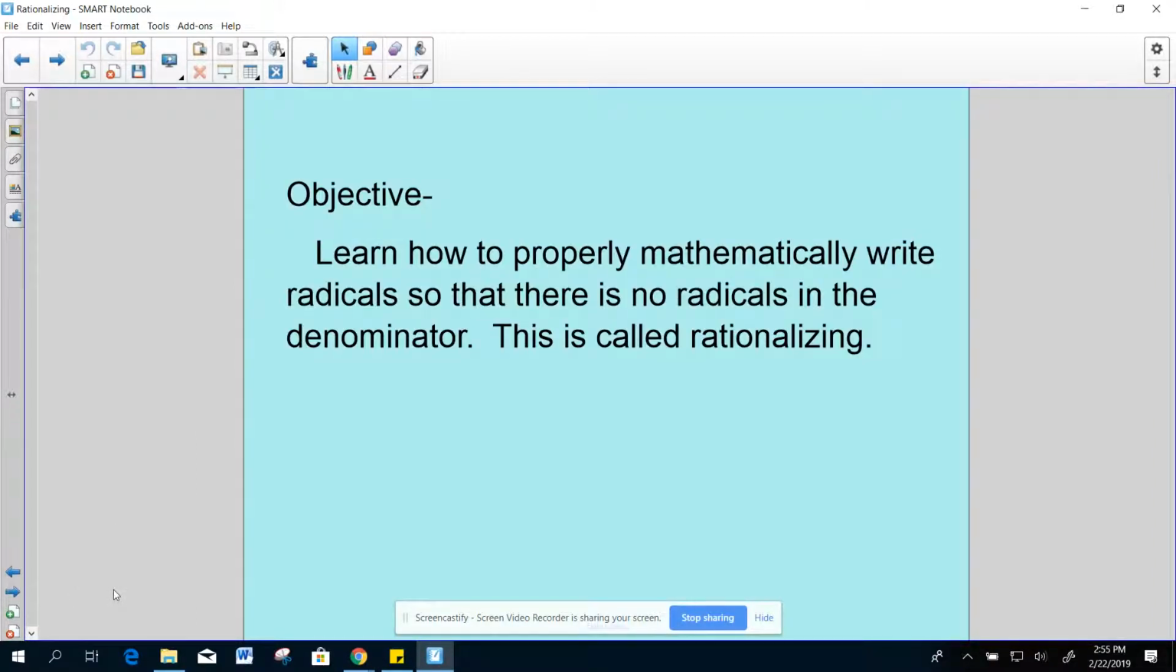Our objective is to learn how to properly mathematically write radicals so that there's no radicals in the denominator. We call this mathematically rationalizing. In order to work with radicals, we do not like to have fractions with radicals in the bottom. So let's take a look at this next slide.